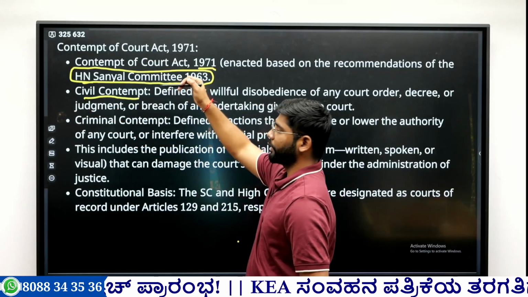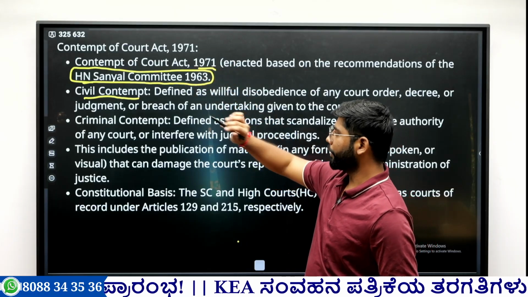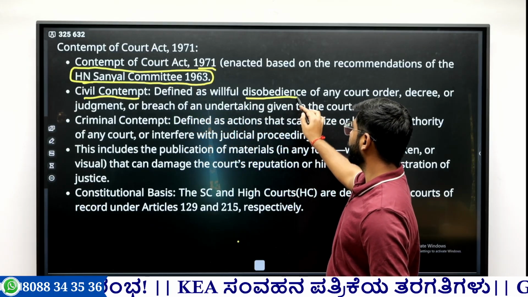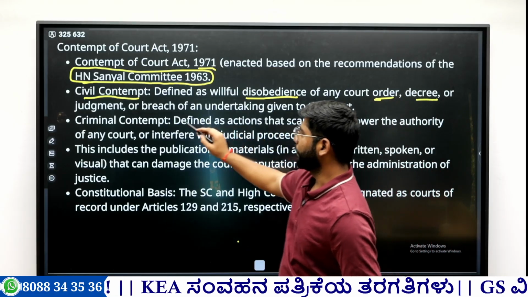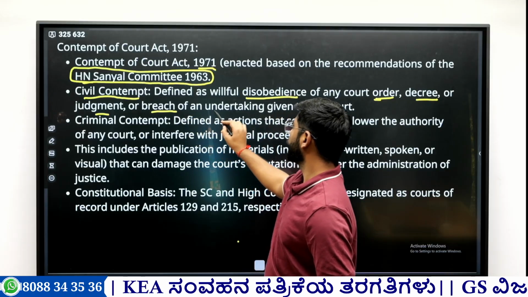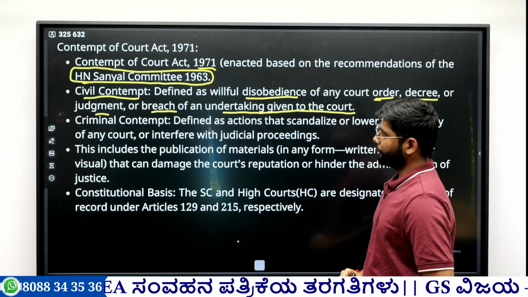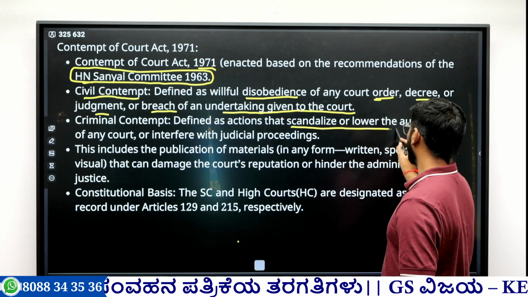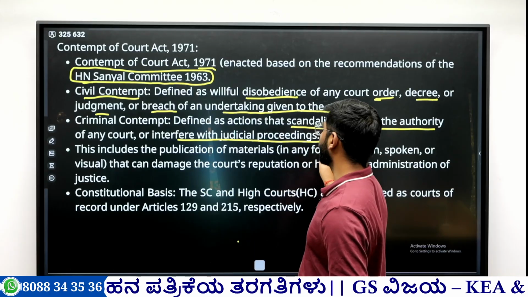Then what constitutes civil contempt? So we have seen the expression of contempt of court is defined in the 71 Act, okay, so it defines civil contempt. What constitutes civil contempt? It is the willful disobedience of court order, court's decree, its judgment, breach of undertaking given to the court. Then what constitutes criminal contempt? It is scandalizing or lowering the authority of any court or interfering with the judicial proceeding.